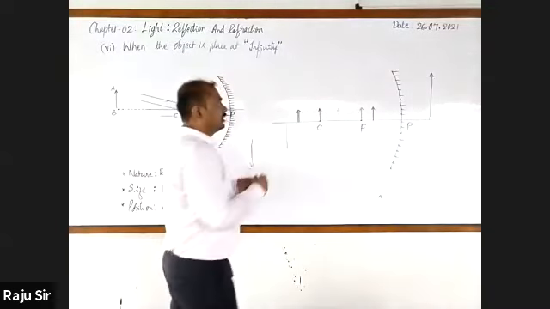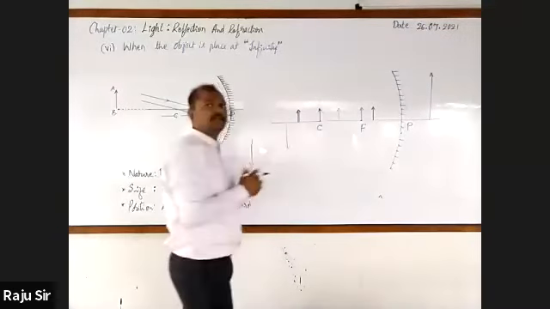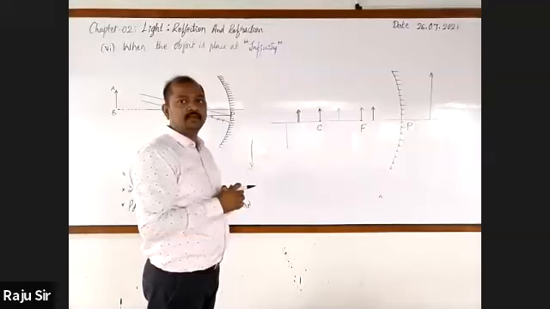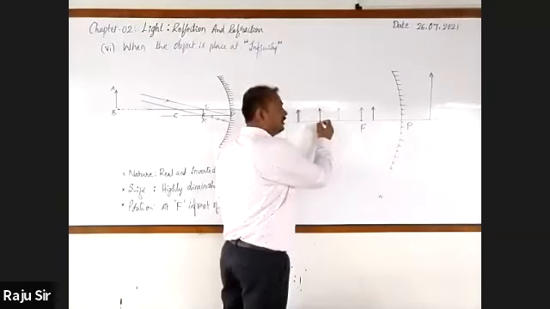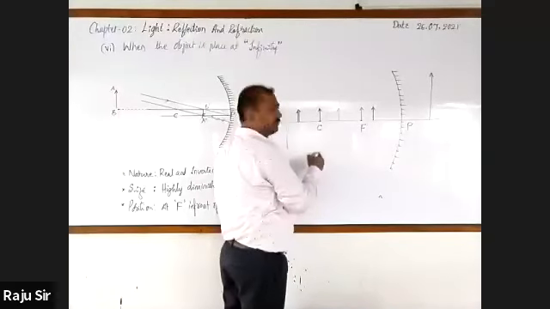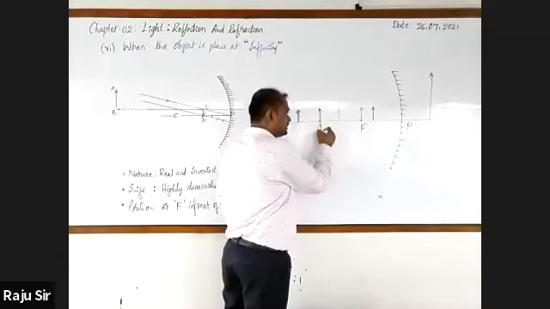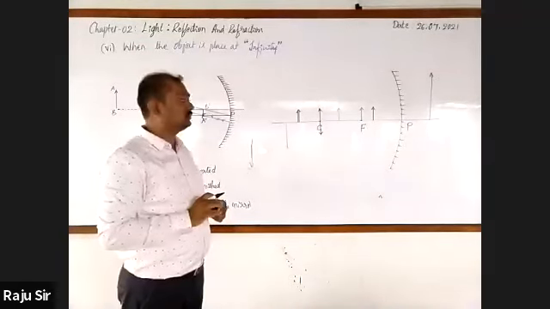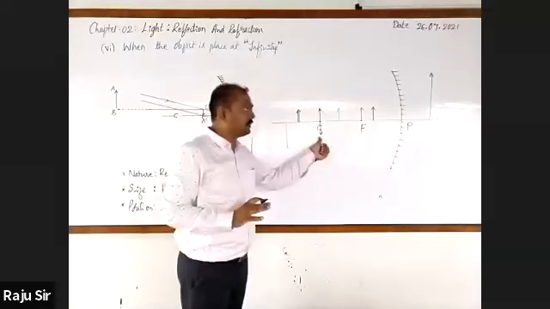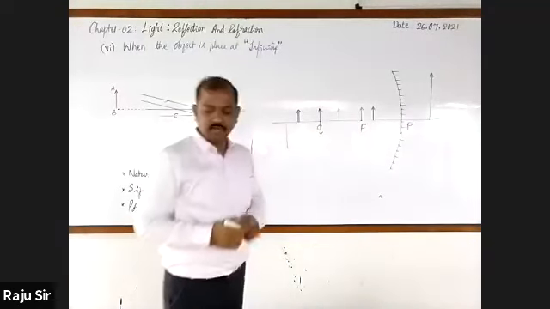Next, when the object is placed at C, where was the image formed? At C, in front of the mirror. Erect or inverted? Inverted. Diminished? Not diminished. It is same as the object. Next.